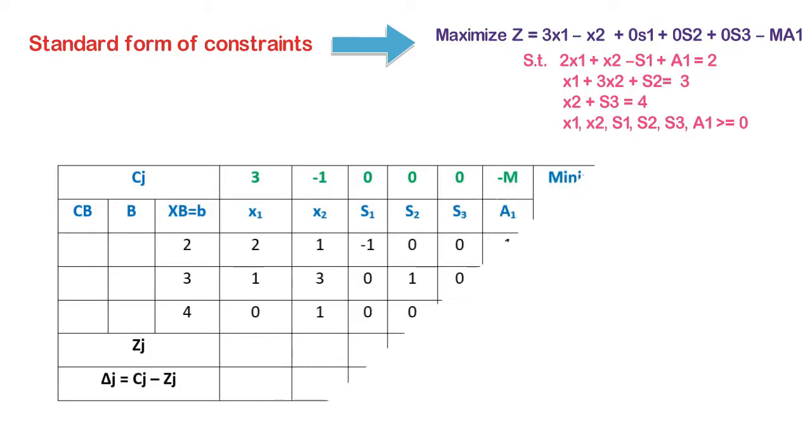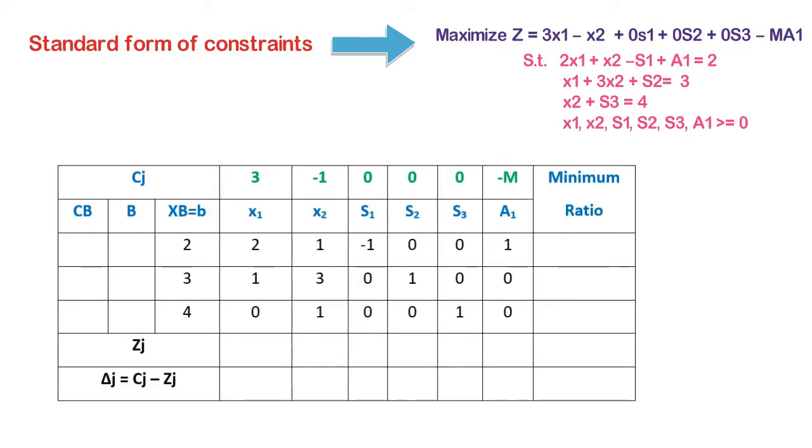Now by using this standard form, we have to construct a table. In this table, the first row is Cj, and in Cj we have to write down the coefficients of the objective function. So the coefficient of x1 is 3, so first write 3, then minus x2, so put minus 1, then 0 for s1, then 0, 0, and lastly minus Ma1, meaning the coefficient of a1 is minus M, so put minus M.